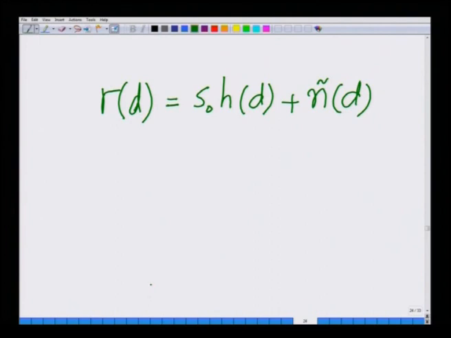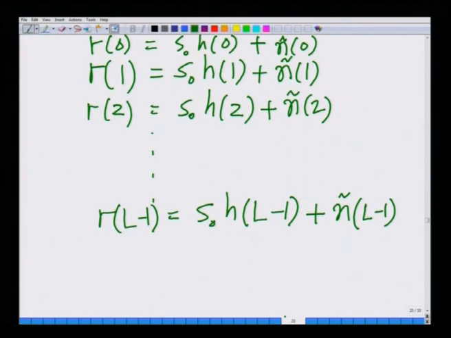Remember, we have seen a model similar to this before. R of 0 is symbol S0 into H of 0 plus noise. R of 1 is symbol S0 into H of 1 plus noise. It is like the same symbol which is being received at different paths.